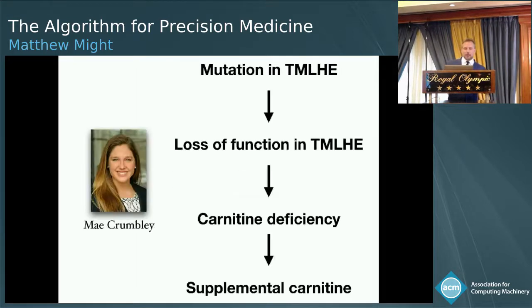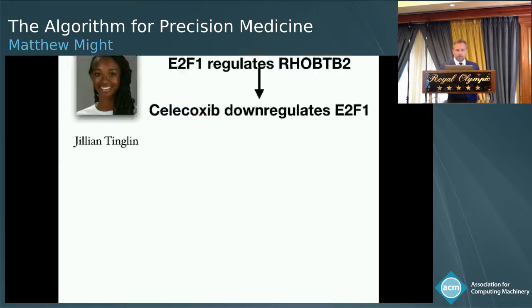So I'll give you some examples now of the kinds of reasoning that these students go through when they do this. For example, May had a patient with a mutation in a gene called TMLHE. She reasoned that it was causing a loss of function in this gene. This gene happened to be in the carnitine biosynthesis pathway, which means that downstream you ended up losing carnitine, and the fix for that would really just be supplemental carnitine.